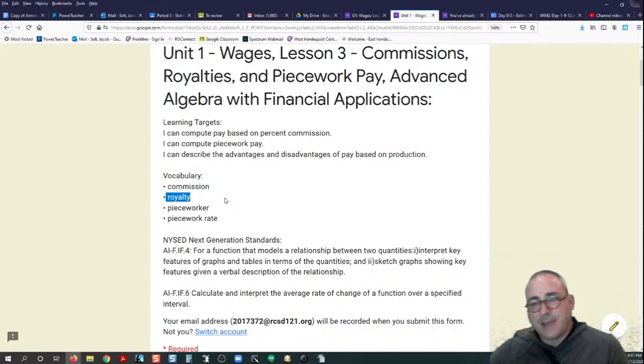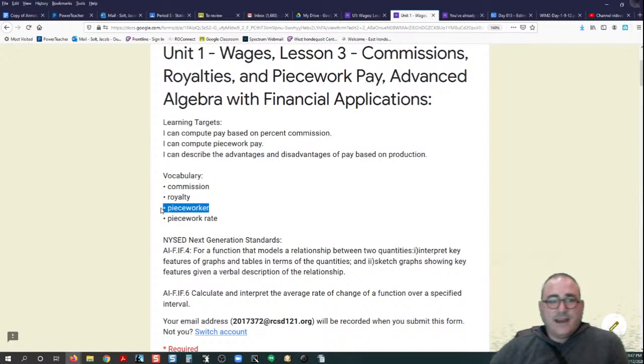A piece worker is a person that gets paid by the piecework rate. So a piece worker is someone who gets paid based on how many pieces they produce, and I'll talk more about that in a little bit.